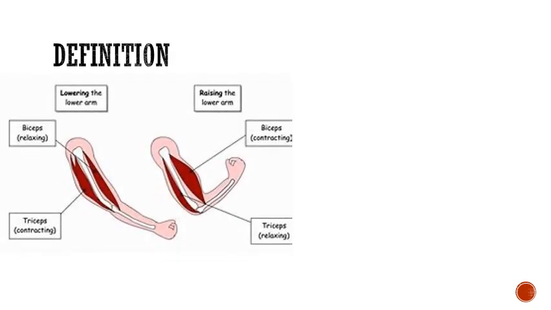Now we are going to learn the definition of two words, the word contracts and the word relaxes. Observe this image. Lowering the lower arm means stretching it, and raising the lower arm means bending it. So when we raise our hand, we bend it, and when we lower the lower arm, we stretch it. So we have two positions. In the first position, which is raising the lower arm, we have the bicep contracting.